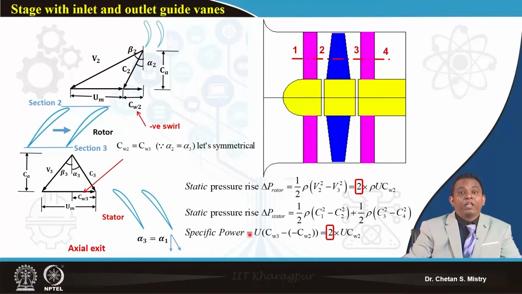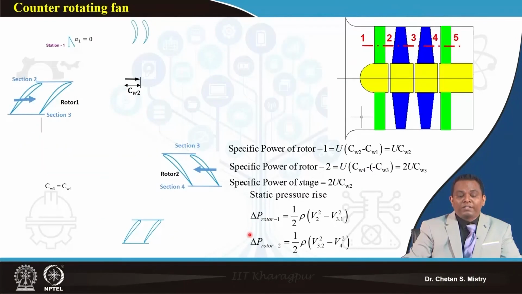So, we have seen we can have only a rotor kind of configuration, or a rotor having an inlet guide vane. So, as a stage we can say inlet guide vane and rotor. We also can have a rotor and stator configuration. We can have an inlet guide vane, rotor and stator configuration. Now, let us discuss some other approach.